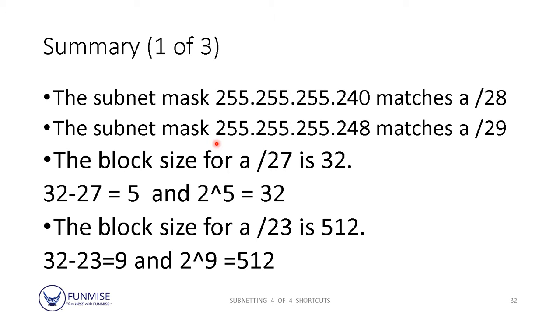And the subnet mask should be 255.255.255.248 for a /29. Now, the block size for a /27 is 32. Reason being, 32, which is the number of bits you have available in IPv4, minus 27 equals 5. And as we know already, 2 raised to the 5th power is 32. The block size for a /23 is 512 because 32 minus 23 equals 9 and 2 raised to the 9th power equals 512. Pretty easy, right?